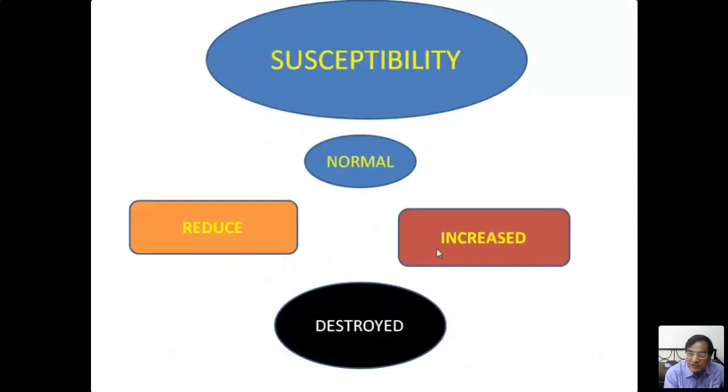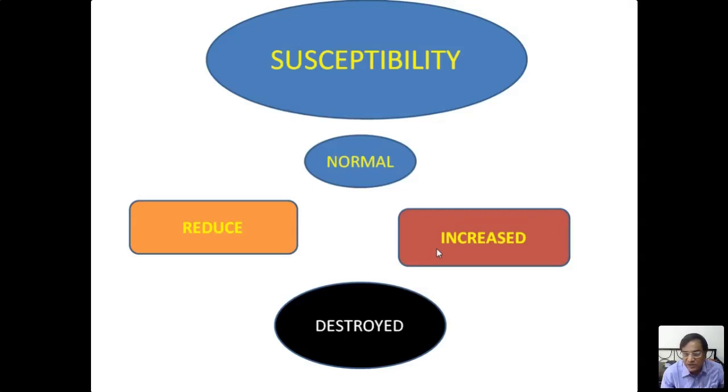What is susceptibility? It is the response to any stimulus. A homeopathic physician is concerned with morbid susceptibility. Susceptibility is normal in healthy persons. If it is increased in a healthy person, there is a morbid susceptibility, which leads towards diseases. Susceptibility can also be reduced, but if reduced to that extent, sometimes it is destroyed, which means death. So susceptibility is one of the factors.